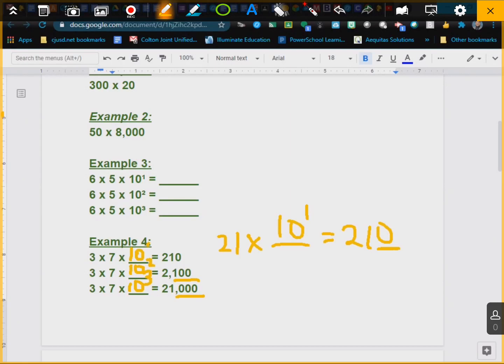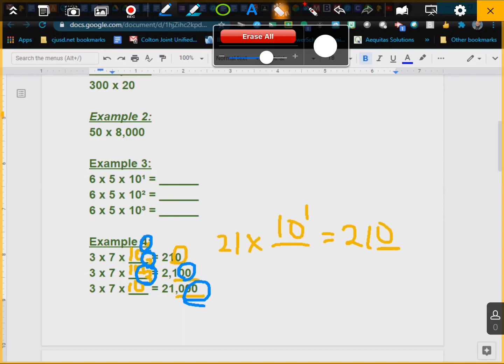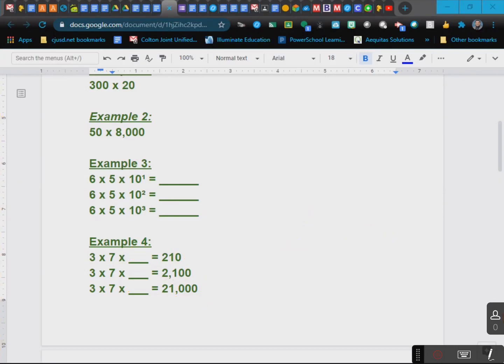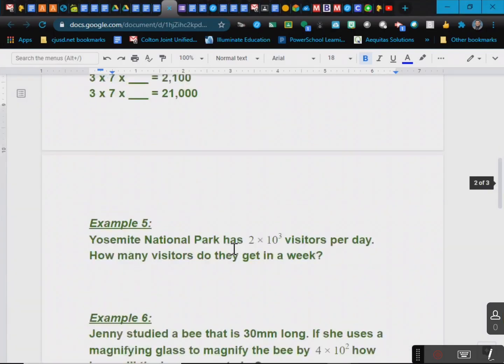So, all that you're looking at here are the zeros, right? The 1 zero shows it's 10 to the first power. 2 zeros here show that it's 10 to the second. And the 3 zeros here show it's 10 to the third. Alright, we got 3 more problems. They're going to look complex, but I'm going to talk you through them.